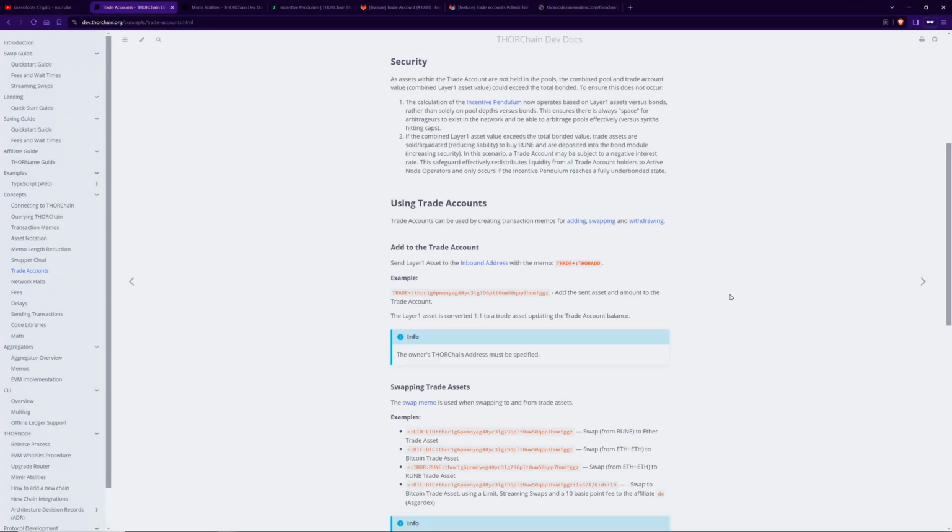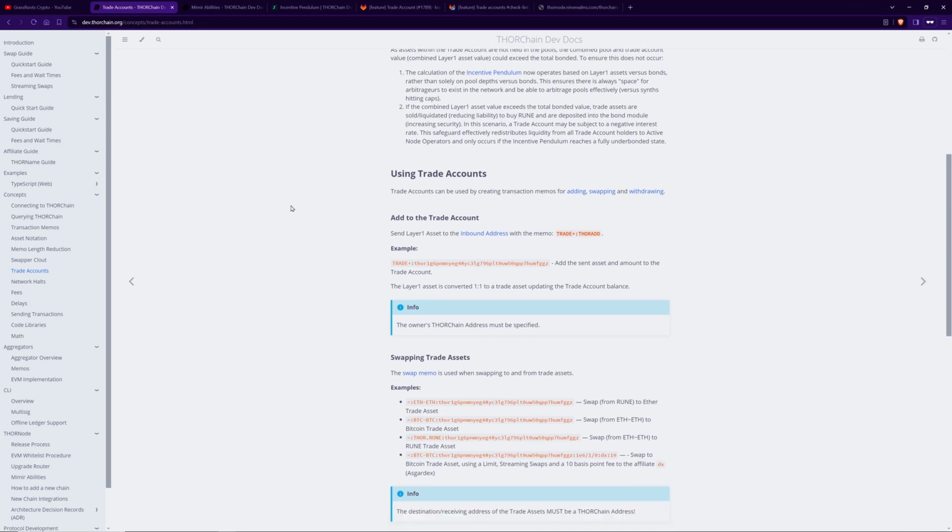So let's have a look at how to use these trade accounts. In order to do the deposit, you would send your L1 asset to the inbound address with a specific memo. Here's an example. You'll use this trade plus memo, and then you would need to add a THORChain address, and this is going to be the owner address. It's very important that you own and control this address.